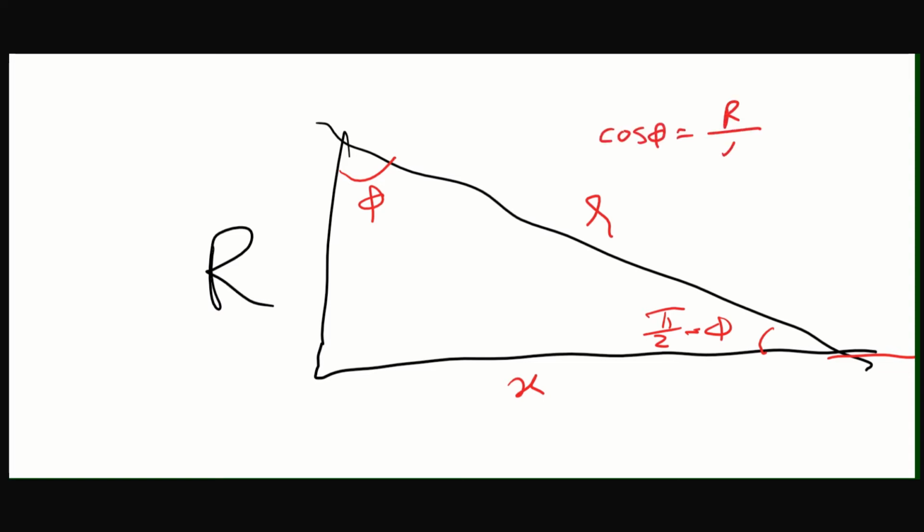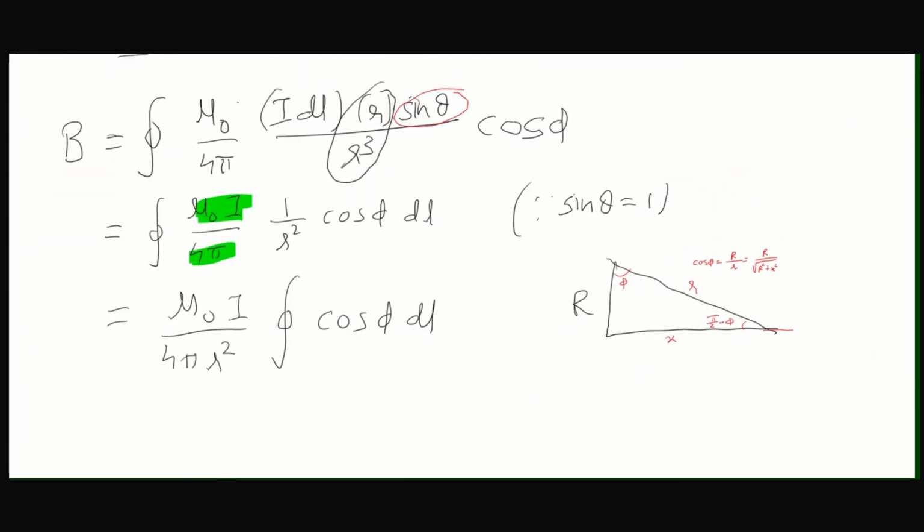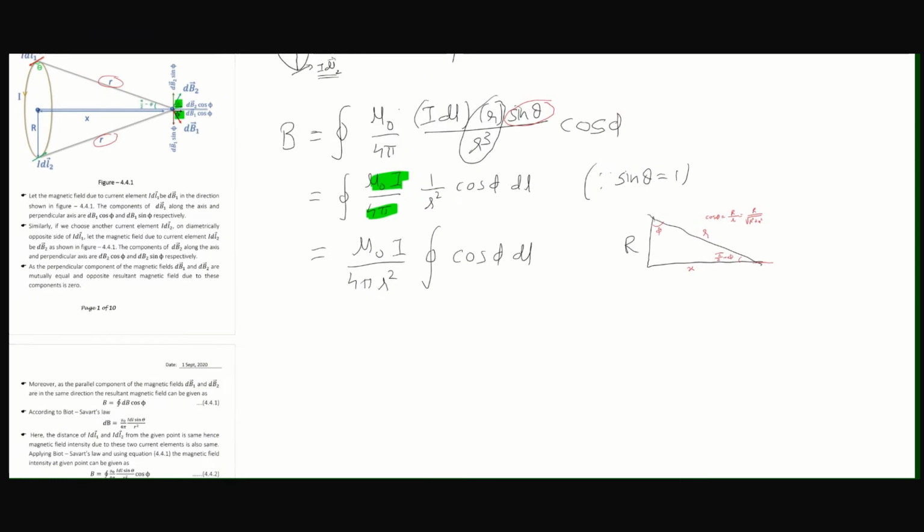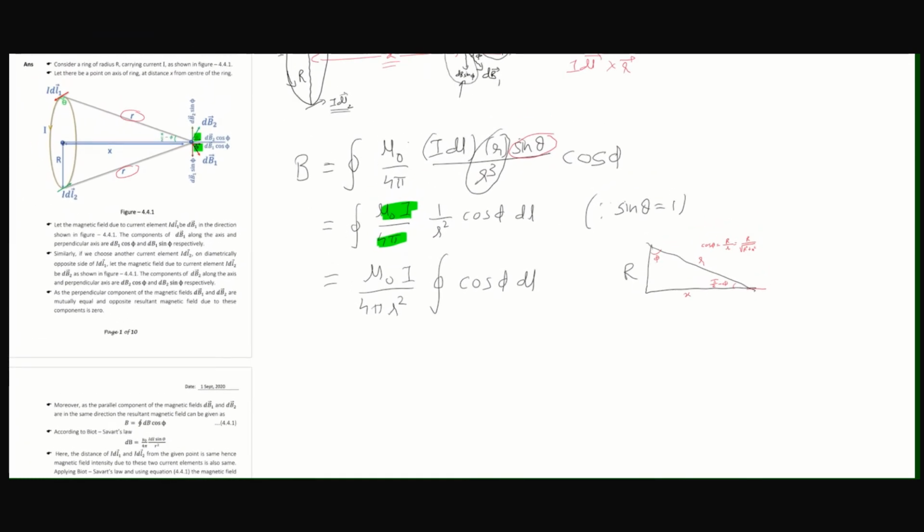Adjacent upon hypotenuse, or else we can write it as r by under root of r square plus x square. Okay, applying Pythagoras theorem. So then I will write my formula as mu 0 I by 4 pi r square, r upon under root r square plus x square, closed integration dl. What do you mean by closed integration dl?